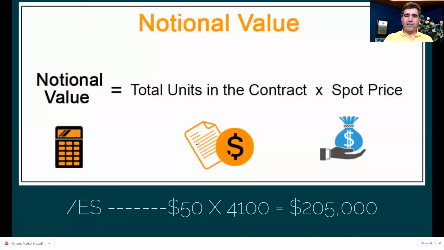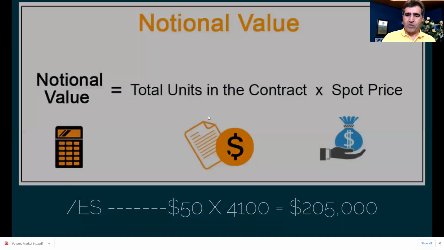The notional value tells you how much you really control when you put up that little initial margin. Remember, every unit is $50 for a $1 move in ES, and let's say S&P today was 4,100. One S&P contract is really $205,000 in value, and that's what your margin is controlling. So notional value is important, which is this unit times the spot price.